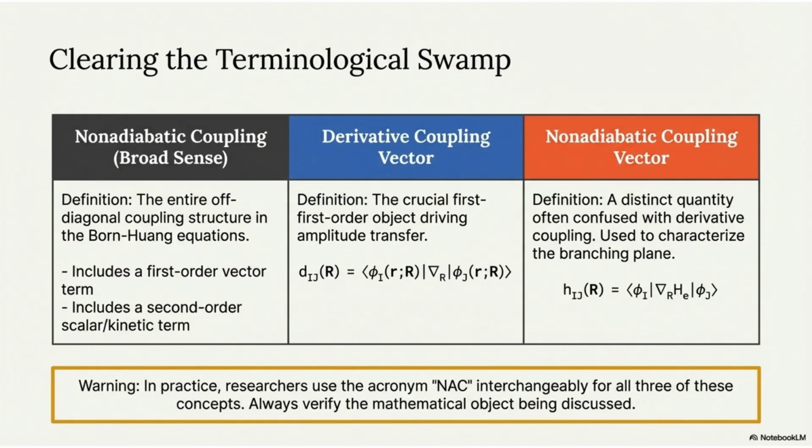Non-adiabatic coupling in a broad sense includes both first and second-order terms. The derivative coupling vector is the crucial first-order object driving amplitude transfer, and the non-adiabatic coupling vector is a distinct quantity used to characterize the branching plane.